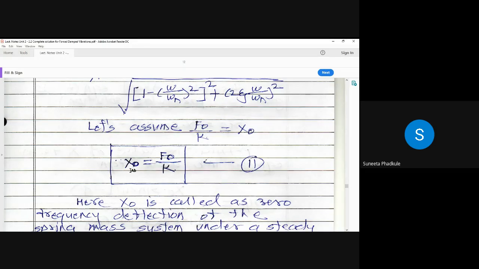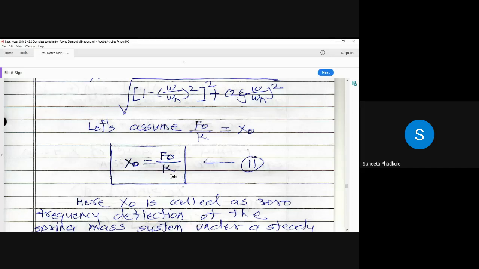What is X0? Zero frequency deflection. It is basically not called a steady state amplitude. Remember, whenever there is a suffix 0, it is known as zero frequency. X0 is the zero frequency deflection, F0 is the magnitude of the force, the external excitation, and K is the spring stiffness.